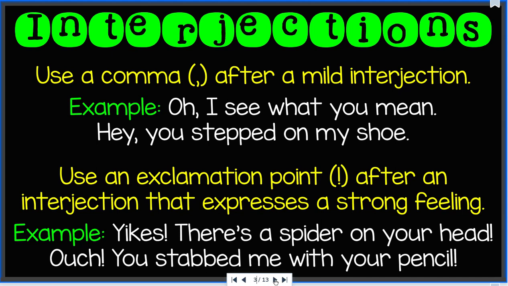Use a comma after a mild interjection. For example, oh, I see what you mean, or hey, you stepped on my shoe. You would use an exclamation point after an interjection that expresses a strong feeling or emotion. For example, yikes, there's a spider on your head, or ouch, you stabbed me with your pencil.